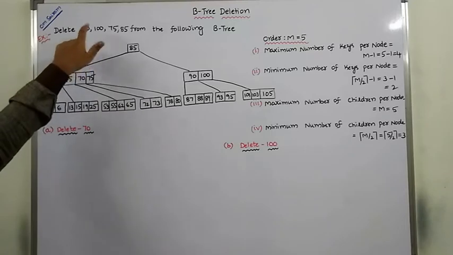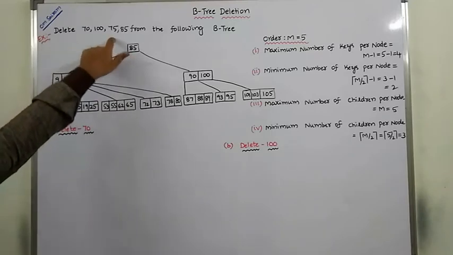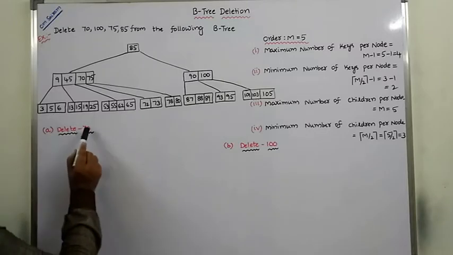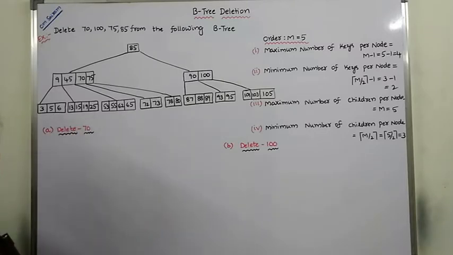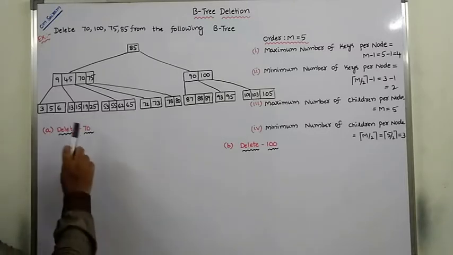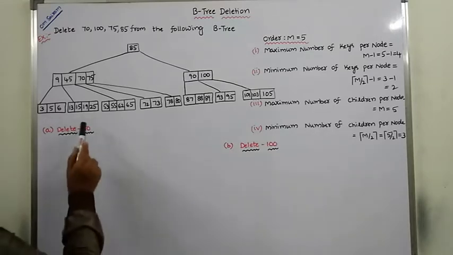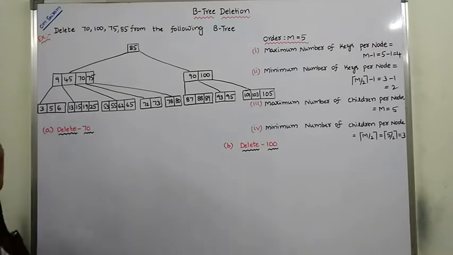Delete 70, 90, 75, 85 from the following B tree. First, delete 70. Whatever element we want to delete can be called the target key element. Here, the target key element is 70.